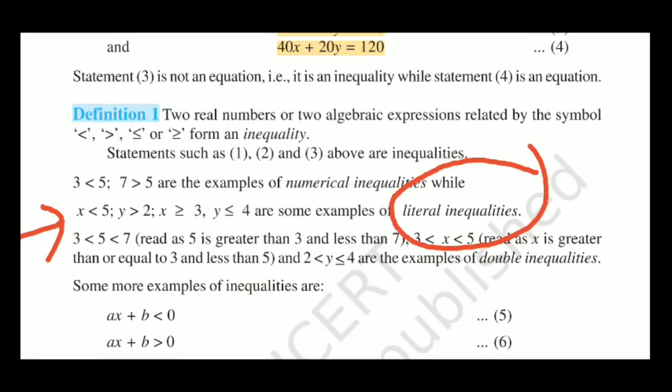Now students, you can see examples of literal inequalities. In literal inequalities, there is one variable, and the value of the variable is less than or greater than some number. For example, x is less than 5, y is greater than 2, the value of x is greater than or equal to 3, and the value of y is less than or equal to 4. These are examples of literal inequalities.